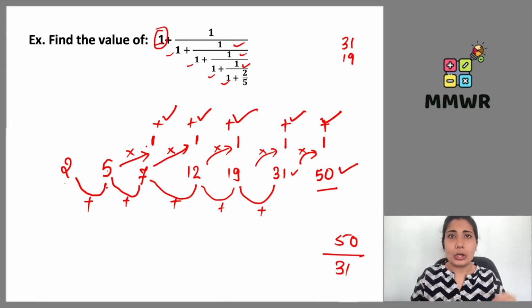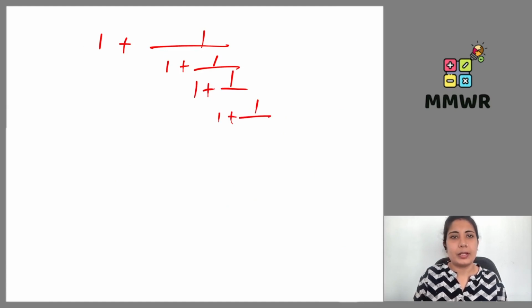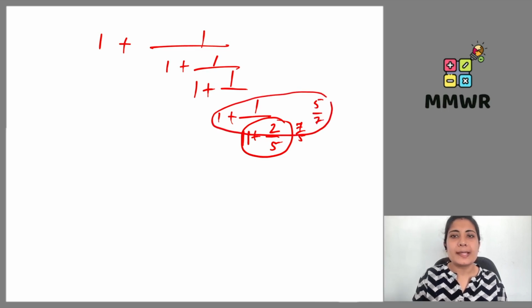If you do it by the longer method, then also you will get the same answer. Look, I'll show you the calculation. 1 plus 1 upon 1 plus 1 upon 1 plus 1 upon 1 plus 1 upon 1, 2, 3, 4, and then 1 plus 2 upon 5. So this 1 plus 2 upon 5 is going to give me 7 upon 5. From here, I'll be getting 7 upon 5, which makes it 5 upon 7. So 1 plus 5 upon 7.